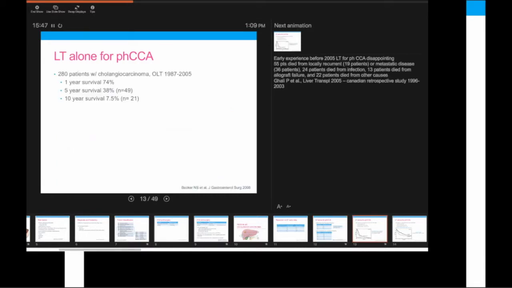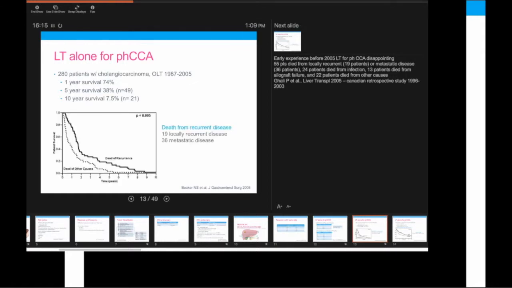So the early experience before 2005 for transplant and perihilar cholangiocarcinoma is generally pretty disappointing. This was the most robust data that retrospectively was evaluated. In this study, they found 280 patients with cholangiocarcinoma who were transplanted between the years of 1987 and 2005. They found that the 1-year survival was 74%, 5-year survival, again, poor, 38%, and 10-year survival of 7.5%. However, this study did give us a lot of insight into transplantation.